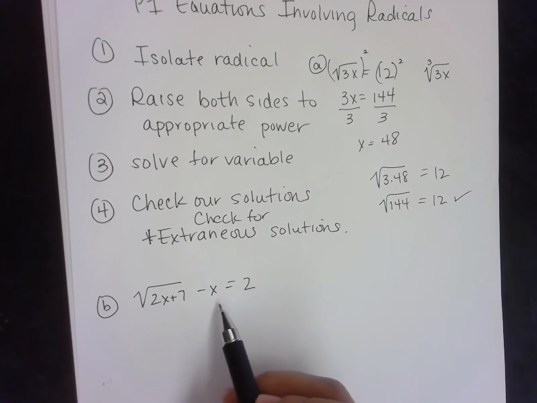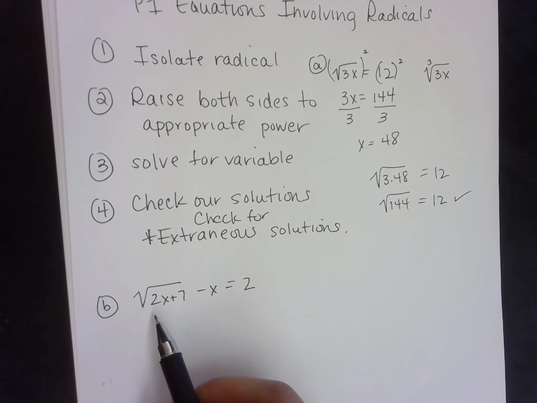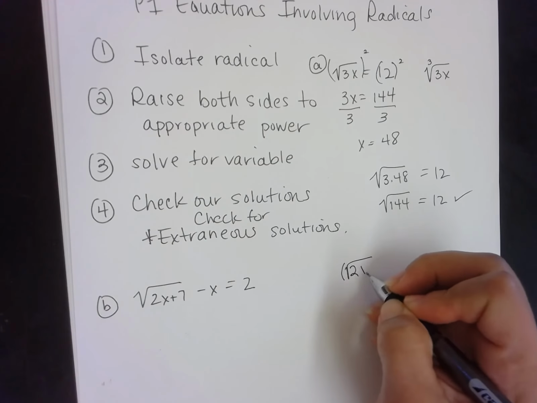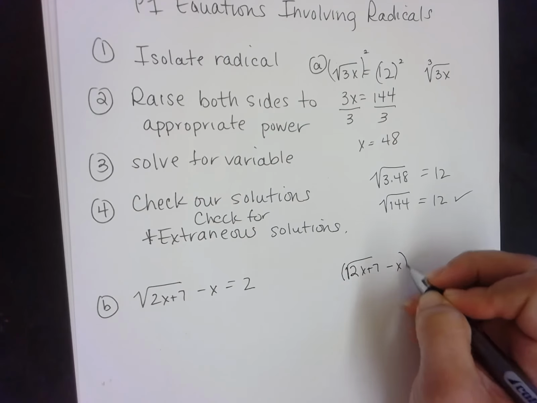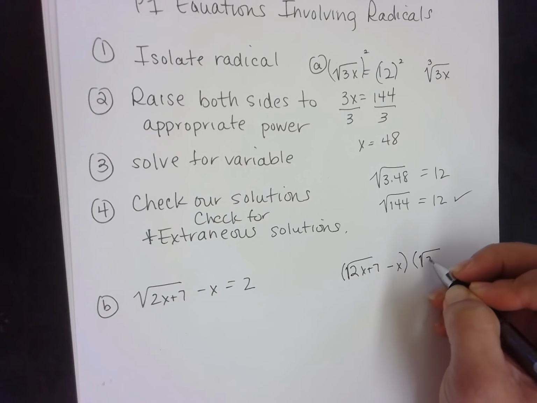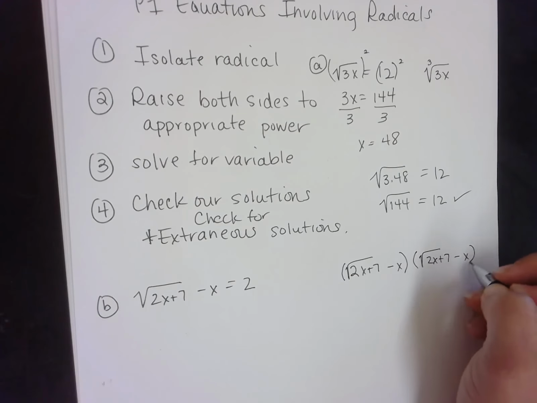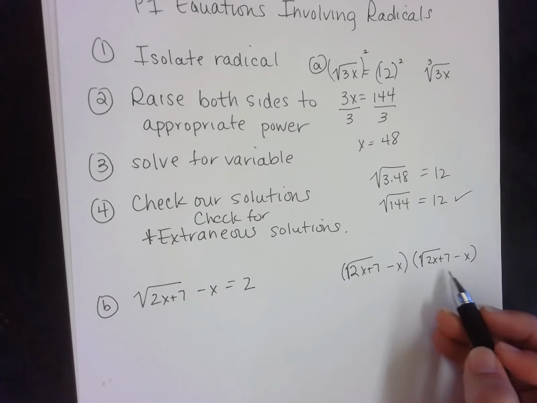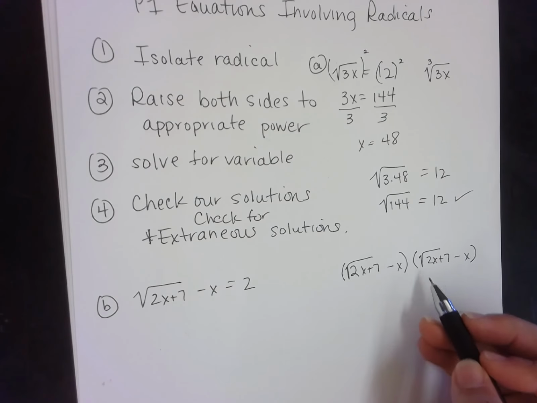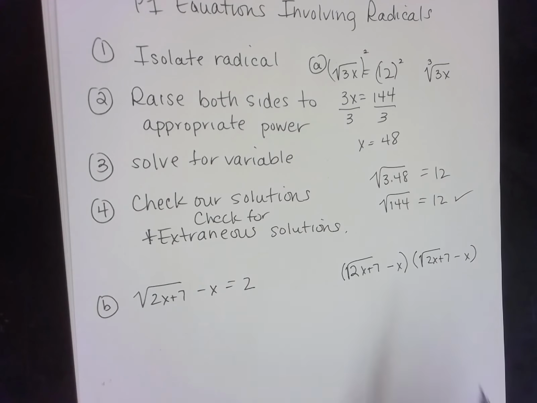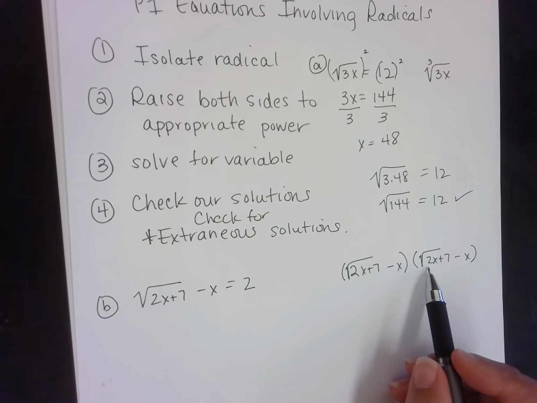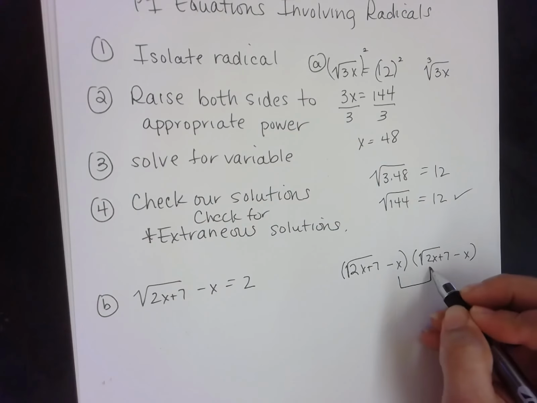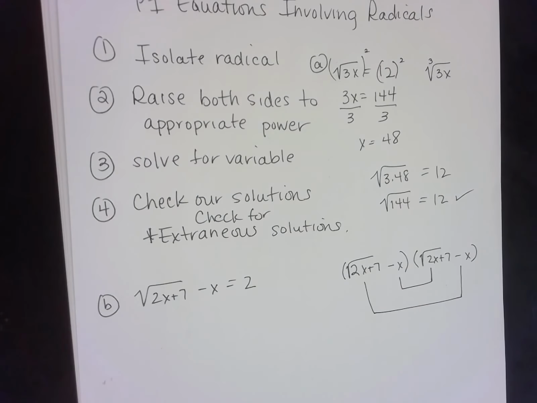If I try to square both sides the way that it is right now, because I have this minus x included with the square root, then what I'm really going to get is the square root of 2x plus 7 minus x times the square root of 2x plus 7 minus x. If I square it as it is, if I put the 2 here, that would be an indication that I was doing this. While my radical will square itself away in the beginning, it's going to have these really ugly middle terms that come from here and here, and I don't want that.